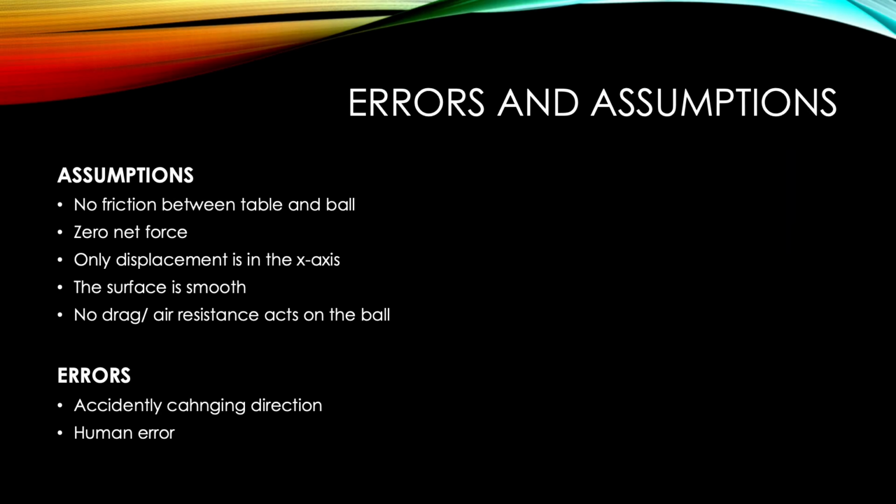And assumptions. The assumptions I made were no friction force. There was no friction force between the table and the ball. There was zero net force. Displacement is only in the x-axis and not the y and z axes. The surface is smooth. There's no drag, and air resistance is not acting on the ball. The errors: there are of course accidental human errors and accidentally changing the direction.